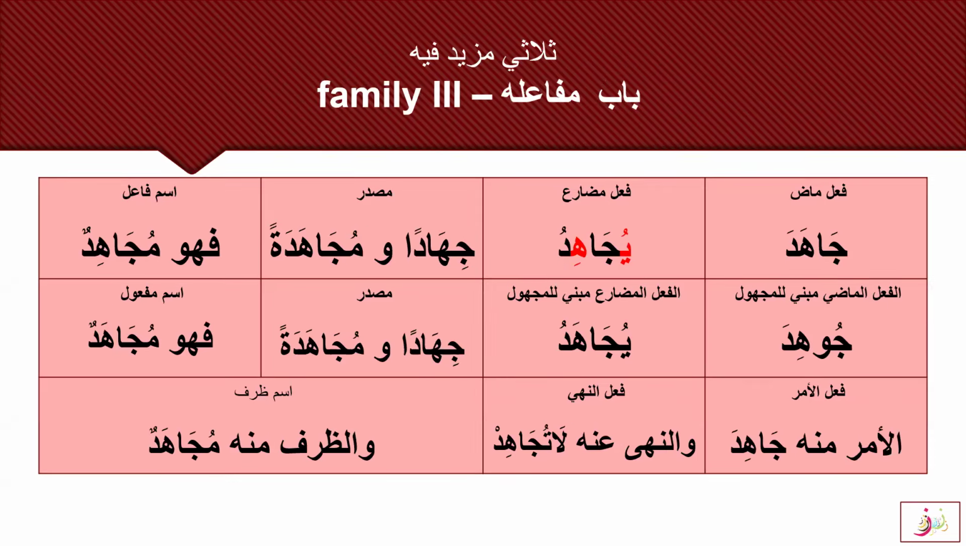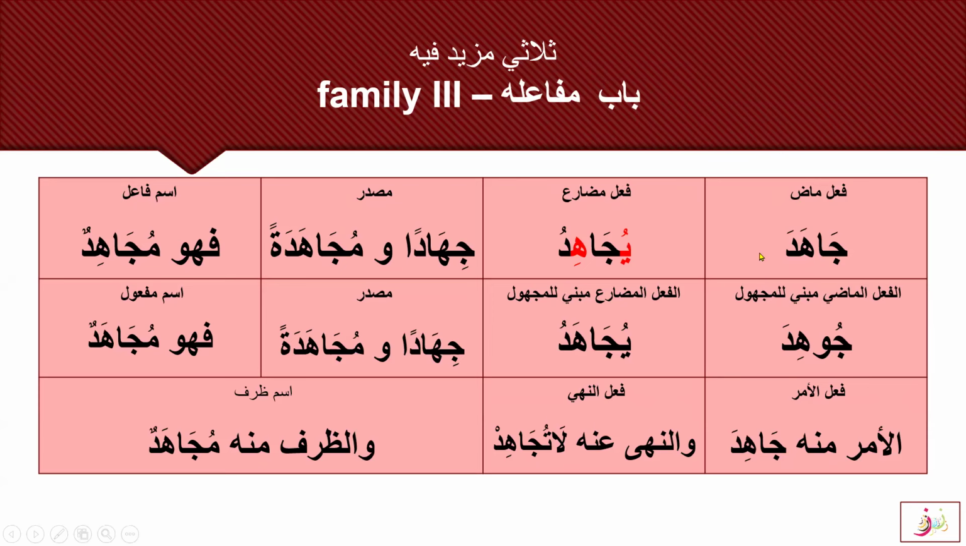Alhamdulillah. Bab Mufa'ala, family 3. Jahada yujahidu jihadan wa mujahadatan fahuwa mujahidun. Juhida yujahidu jihadan wa mujahadatan fahuwa mujahadun. Al-amru minhu jahid wa nahyu anhu la tujahid wa zarfu minhu mujahadun. And you all know that these are the important sigas. These 6 sigas are for fail, or they are all fail. These are the nouns, and this is zarf.